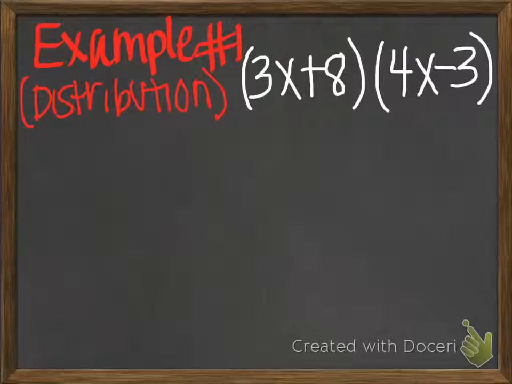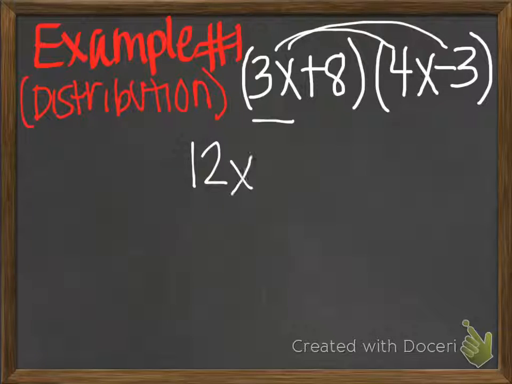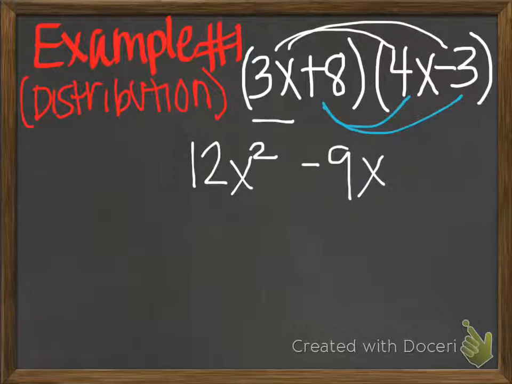So we have 3x plus 8 times 4x minus 3. So we'll take the 3x and distribute it into the term. So when we do that, we multiply it and we get 12x squared and then minus 9x. And then we take the 8 and multiply it and we get 32x minus 24.